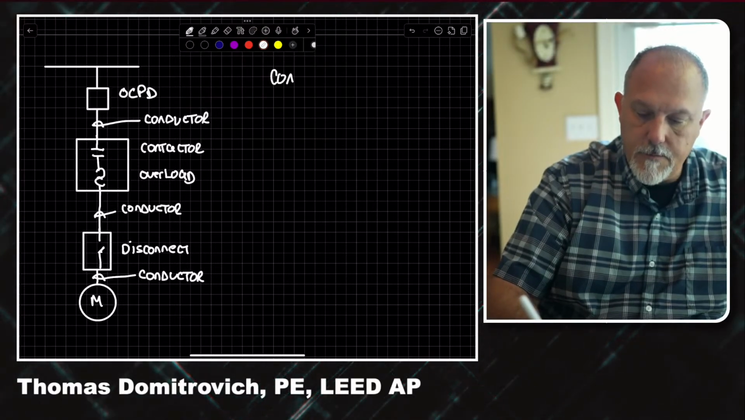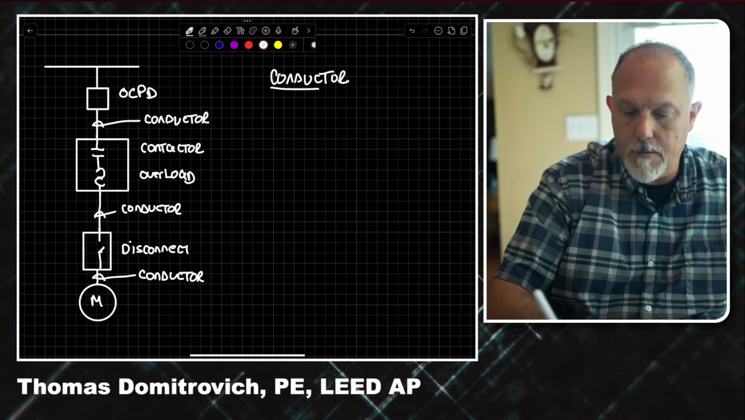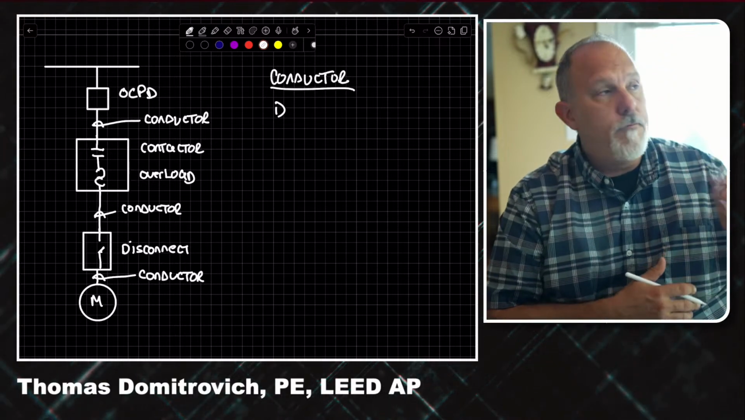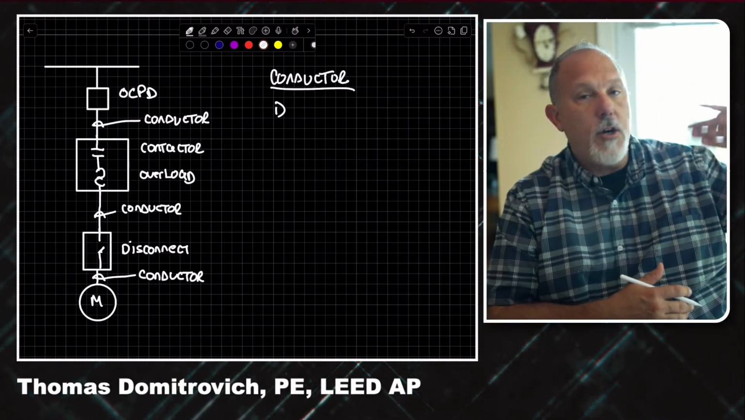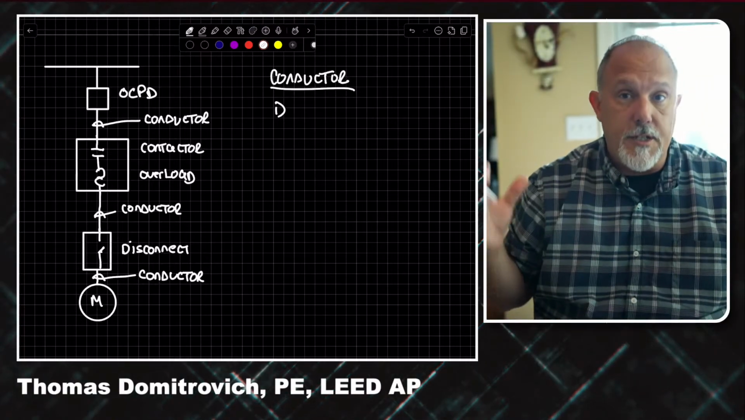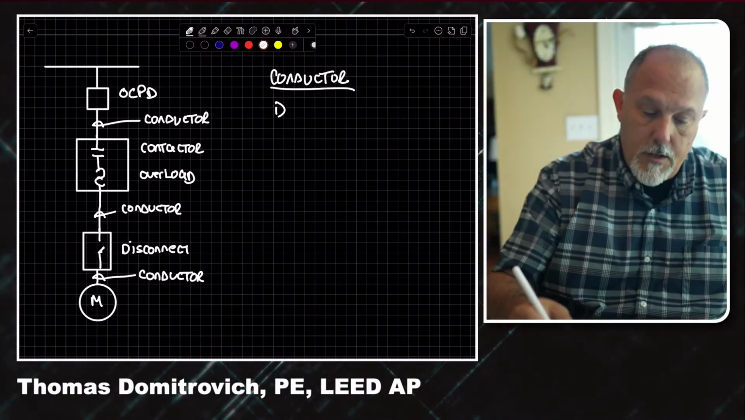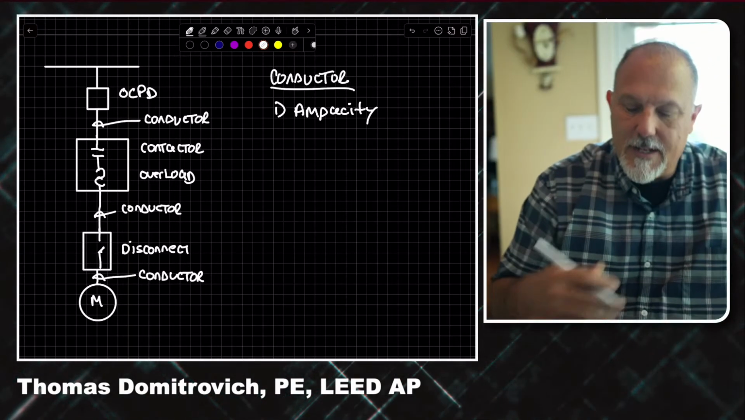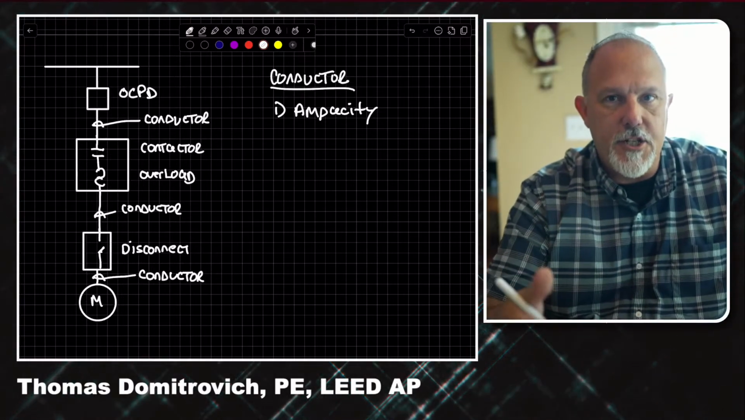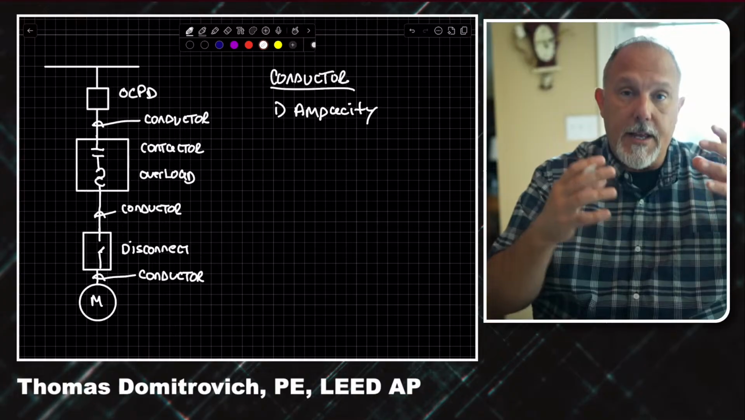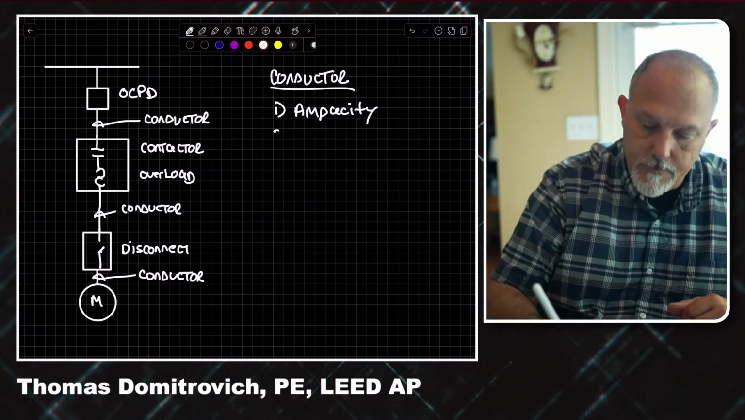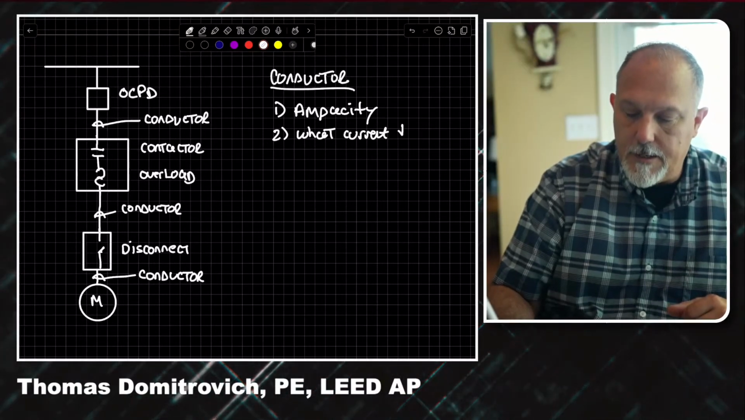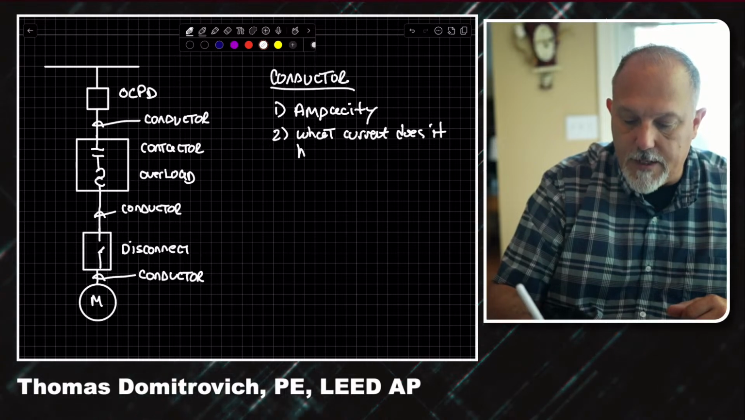Because we're talking ampacity and overcurrent protection, I'm just going to start with the conductor itself. What are some of the things we know? The conductor is going to have an ampacity based upon the conditions of use. So it's only going to be able to carry so much current. Now, what current does it have to carry?